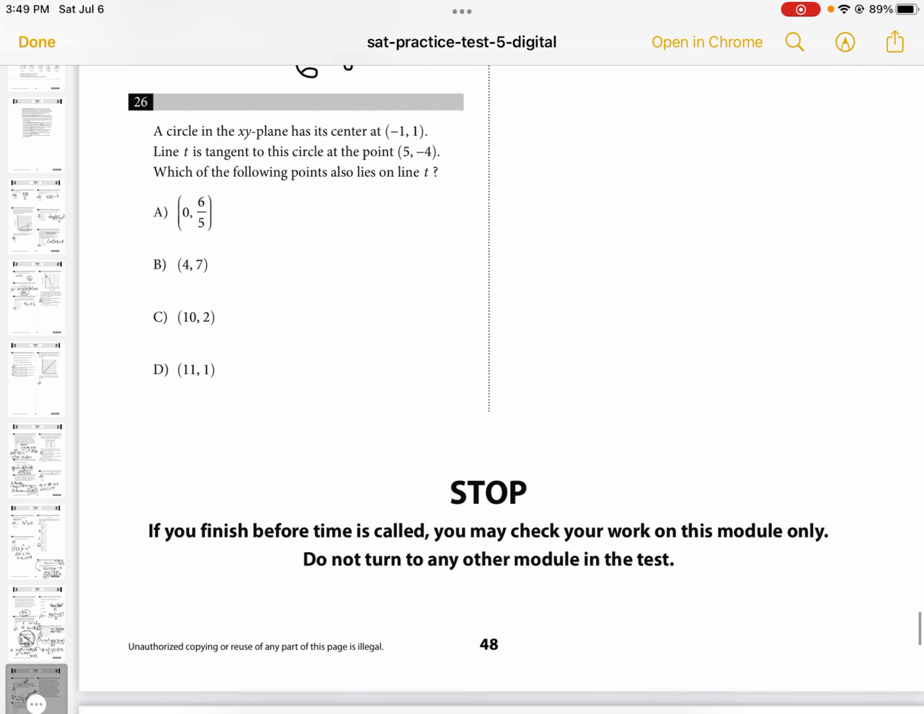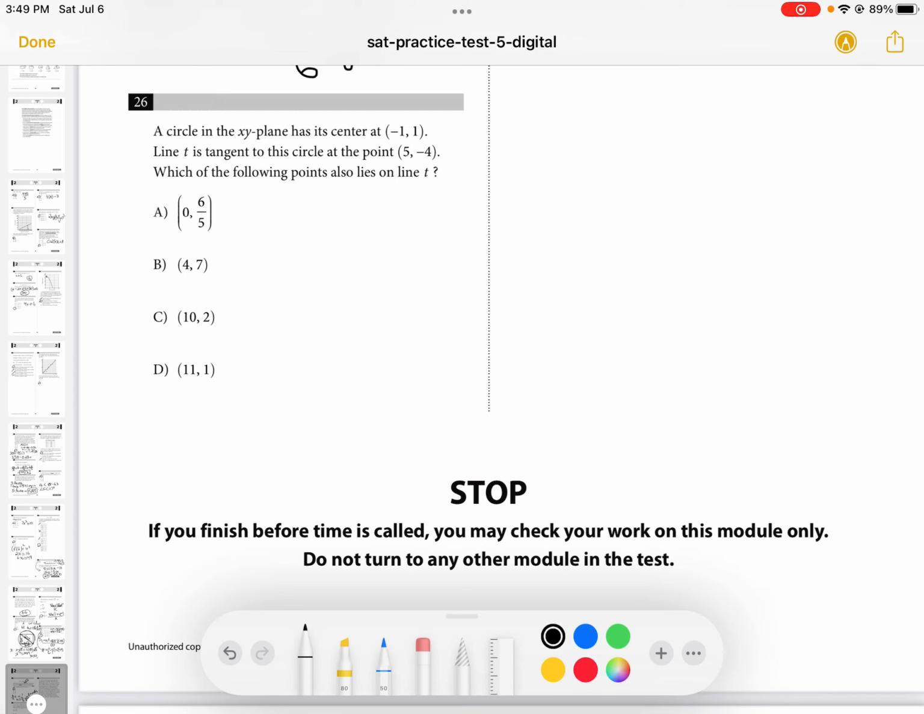Number 26. A circle in the xy plane has its center at negative 1, 1. Line T is tangent to the circle at the point 5, negative 4. Which of the following points also lies on line T? Okay, so let's model this situation. We have our circle. This is our center.